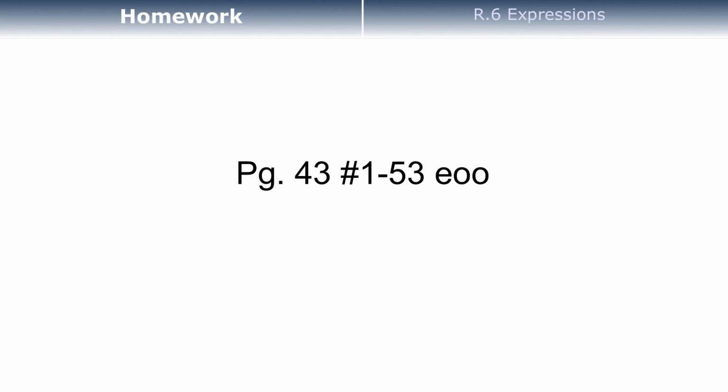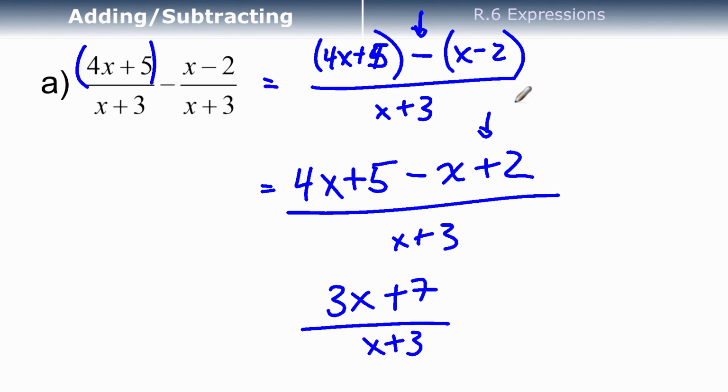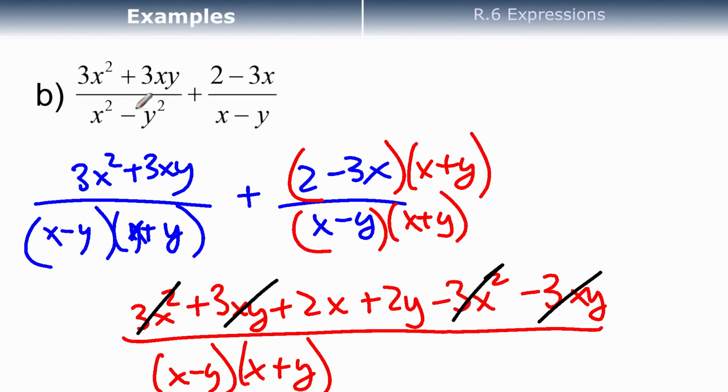Fractions, everybody's, or not everybody, but many people struggle with those. They're ones to practice. And if you do enough questions like these ones up here, or this one, they start looking the same, and that's what you want to do.